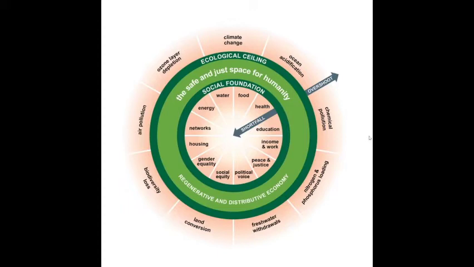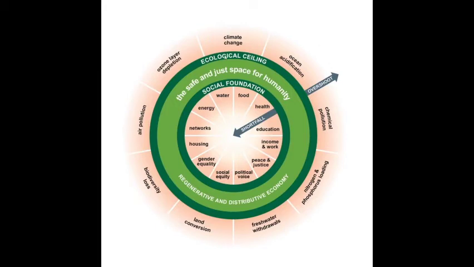Okay. So our economic system is very linear right now. We harvest materials, we manufacture them, we sell them, and then we throw them away. It's a very poorly designed system. So this is donut economics, and there's a great book on it.